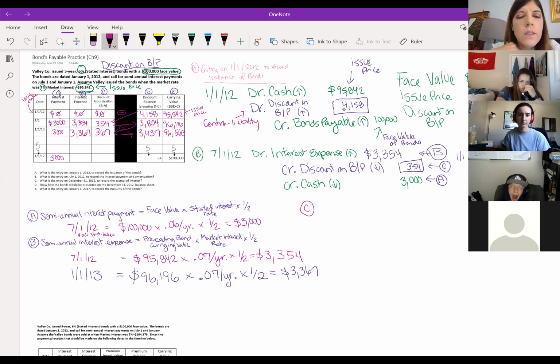In what period was this interest incurred? What are the dates of this interest that's paid out on January 1st, 2013? What period does this relate to? 2012, right? It's the second half of 2012. The first half we already recorded as interest expense during 2012. The second half of this 2012 interest, from July 1st until 12/31, is going to be paid on what date? The first. January 1st, 2013.